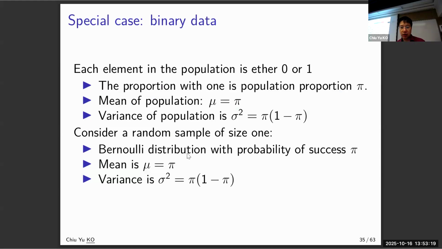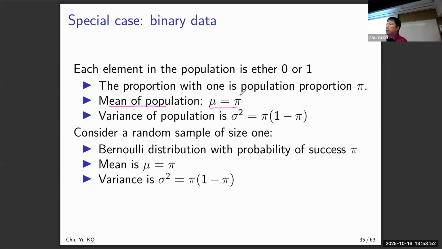Now we get to the binary data. Binary data is nothing but everything being either 0 or 1. For example, ask whether you like spicy food, yes or no. In that case, the mean is just the proportion, because if you don't like it, it's 0, and if you like it, it's 1. You add up all the data divided by n, which is the proportion of people who like it.